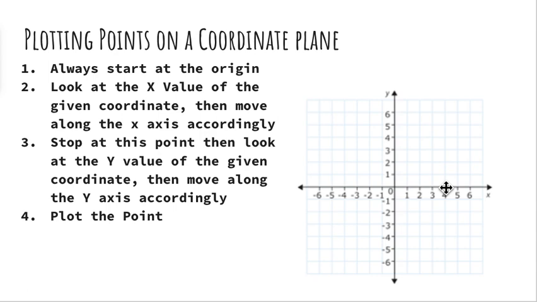Okay, we know that moving down gives us negative numbers on the y, so I'm going to have to move down 2 spots. 1, 2. And that's where we would plot that point. Okay, hope that sort of makes sense. Let's go ahead and give it a try.